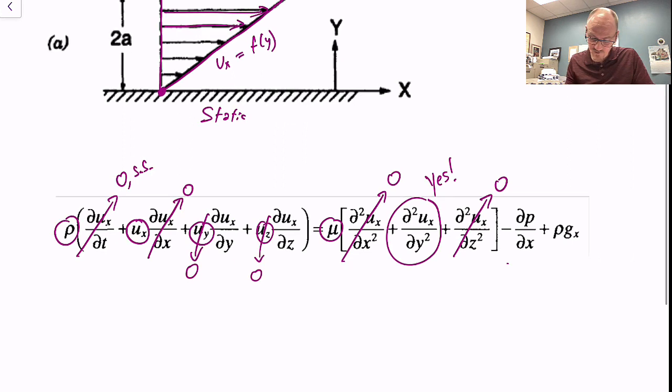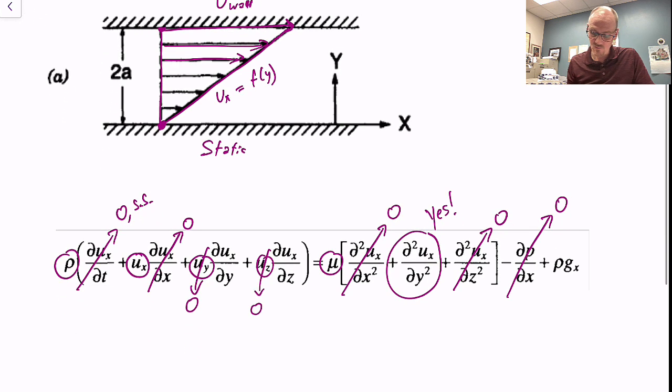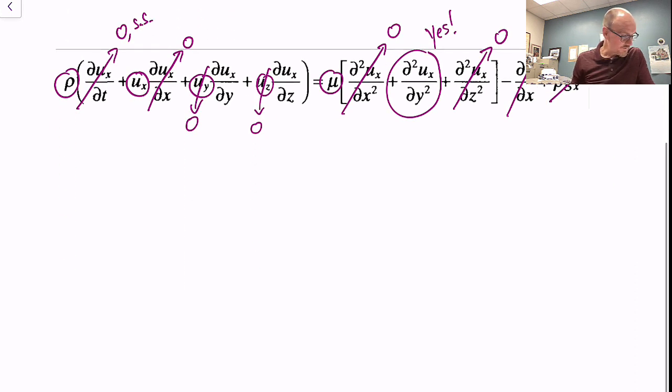And interestingly, we don't have any pressure drop here because this flow is induced by the moving wall and the viscosity that transfers the momentum from the moving wall down toward the static wall. And we don't have any gravity in the x direction either. We're assuming gravity would pull down, and this is flow moving left to right. So the complicated Navier-Stokes equation becomes quite simple, and we just have 0 equals mu d squared ux dy squared.